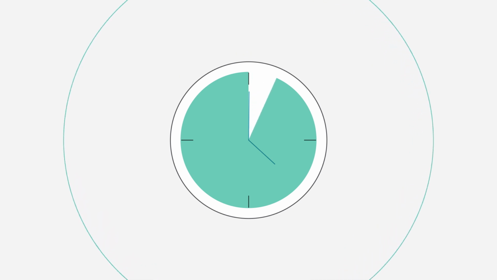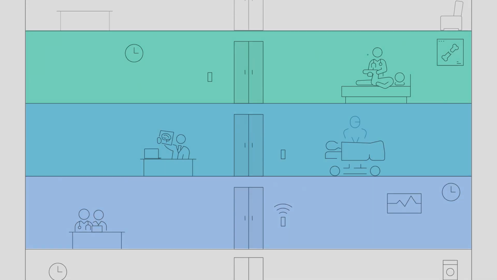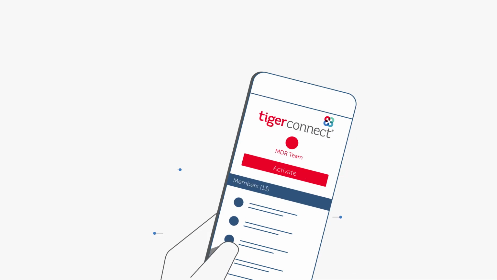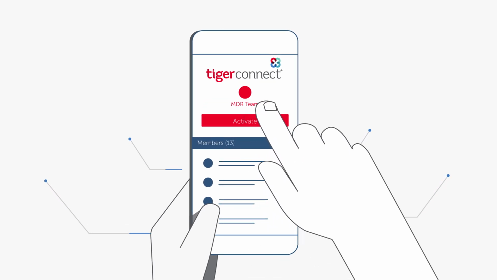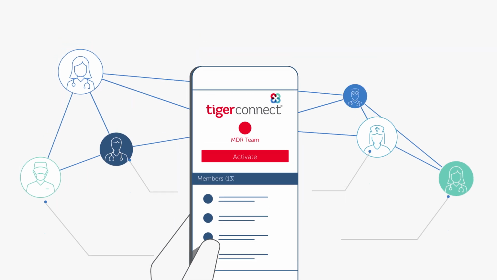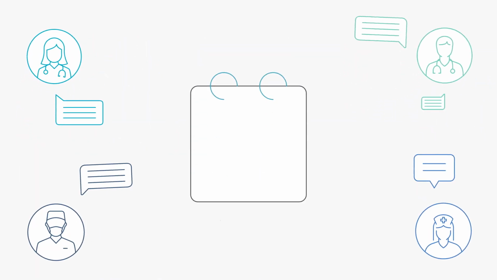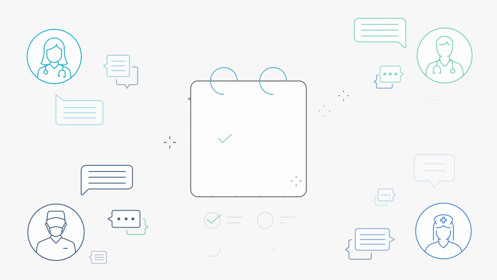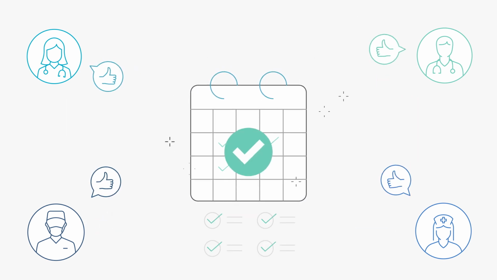Here's how. Within 24 hours of the patient's arrival, multidisciplinary discharge rounds are initiated, and the unit case manager activates the multidisciplinary rounds team in TigerConnect. Patient care and discharge needs are coordinated in a TigerConnect group message, where each specialist shares patient progress with the group multiple times a day.